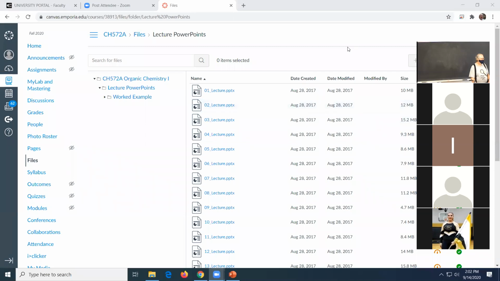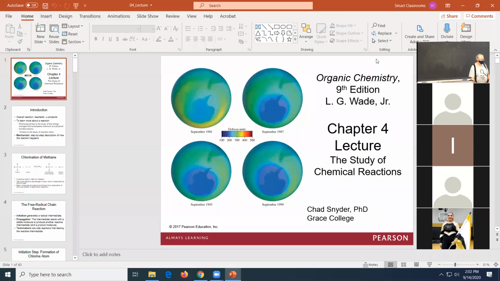Okay, so I'm going to share my screen. And, okay, here we go. Okay, those of you on Zoom, can you hear me? Can you see the screen? Yes. Okay, thanks.